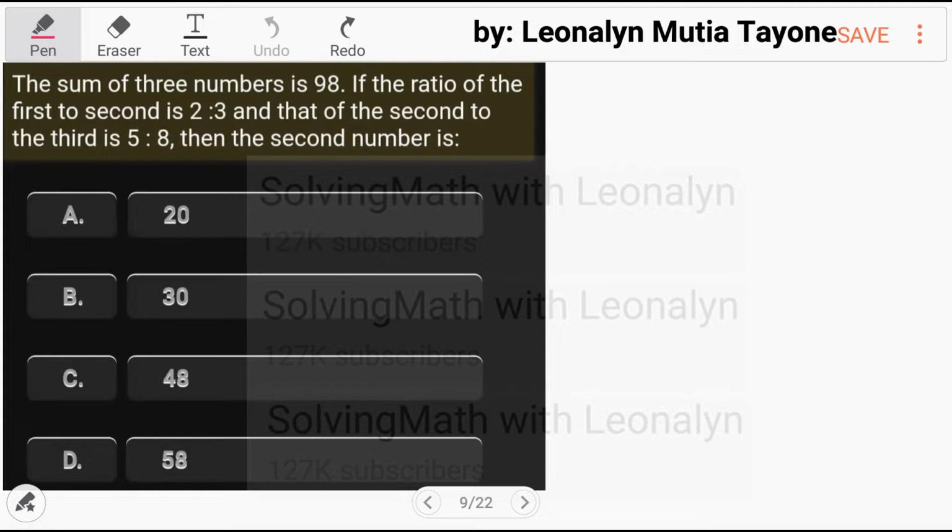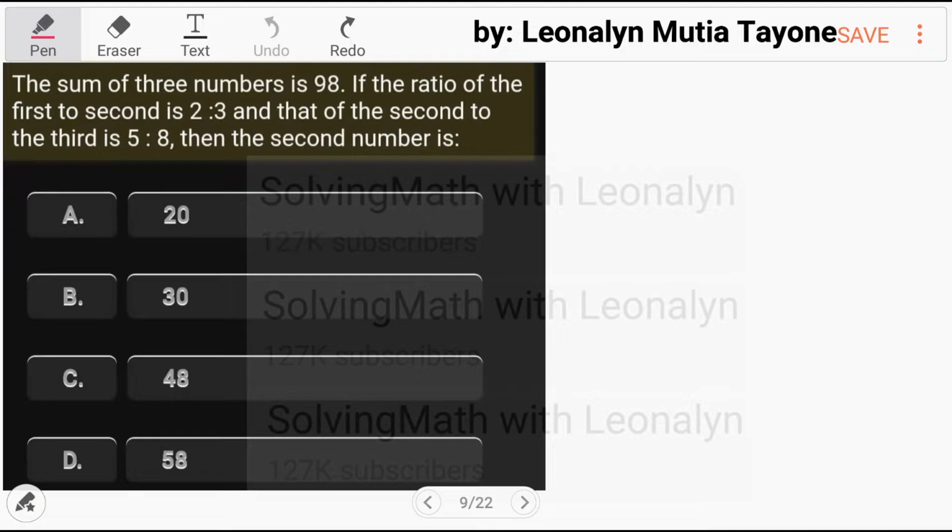Pagdating naman sa mathematics or mga numerical reasoning test, hindi nawawala yung mga ratio. Iba-iba lang yung pagkagawa ng mga questions pero ganun pa rin. Anyway, basahin na natin itong number 9.